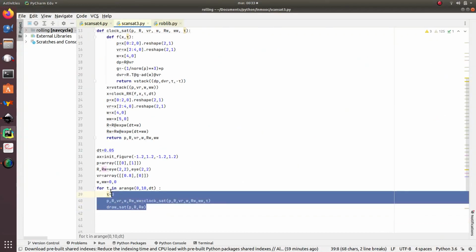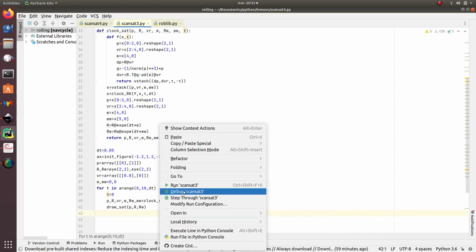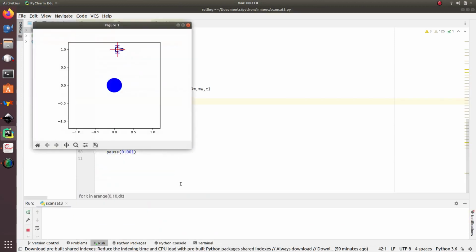I write the simulation loop here, which calls my integration scheme, and I draw the satellite at each iteration. I run this, but you will observe that tau equals 0, which means that there is no control. Run. And I can see here my satellite turning around the Earth, but without any control for the orientation. This is why the orientation remains constant, and it is also the case for the inertial wheel.